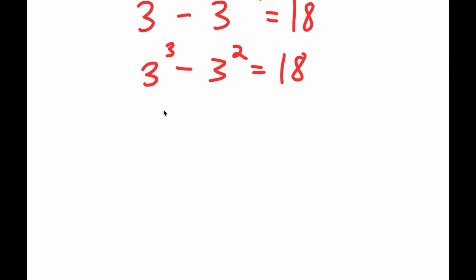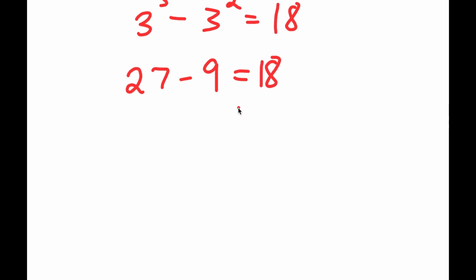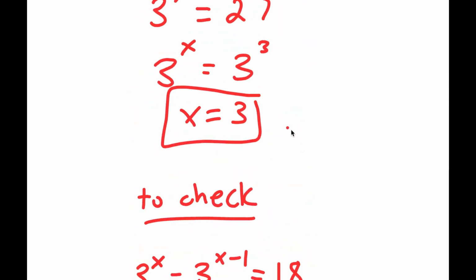And 3 to the power of 3 is equal to 27. 3 to the power of 2 is equal to 9, so I have 27 minus 9 is equal to 18. And 27 minus 9, that is 18. So I get 18 is equal to 18, and because this is right, my solution of x equals 3 is also right.